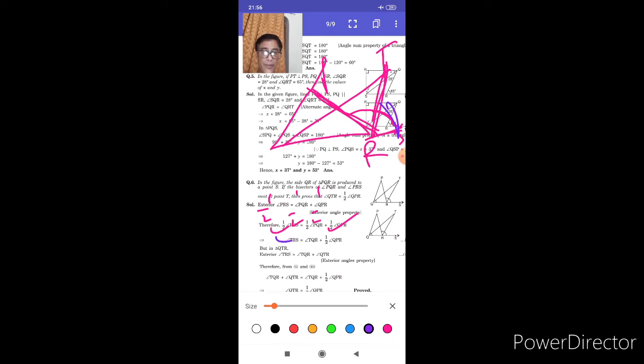Similarly, 1/2 PQR: this is the whole PQR, so 1/2 PQR means half of this angle PQR, that means this one or this one. So we can write 1/2 PQR as angle TQR. Okay, this is our equation number 1. Okay, student, clear?